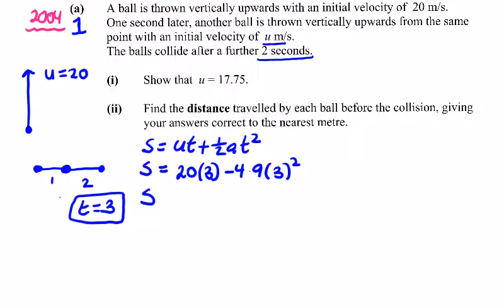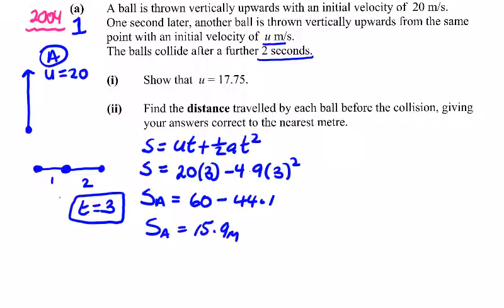So the distance traveled, we'll call this one a, let's say. The distance traveled by a in this 3 second period is 60, minus 4.9 times 9, which is 44.1. So the distance traveled by a, or the displacement of a, we'll see where the distance is in a minute. 60 minus 44.1 is 15.9 meters. So they collide at this point. Now this will be a quadratic in terms of time and distance.